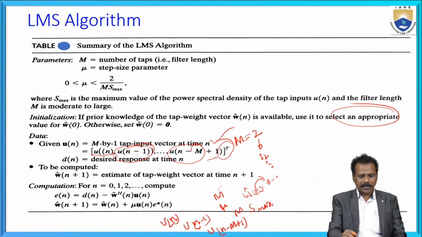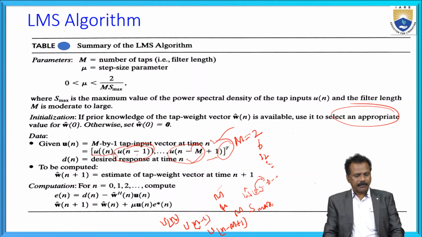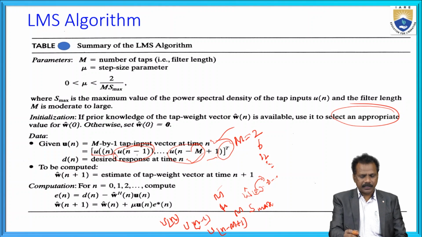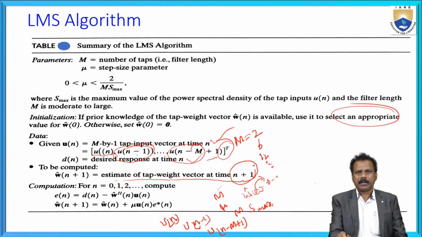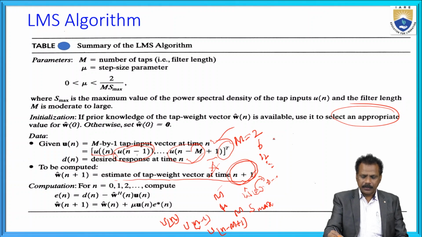d of n is the desired response at time n, to be computed, where w hat of n plus 1 is the estimate of the tap weight vector at time n plus 1. With these values you can decide the computation for n equal to 0, 1, 2 and so on.